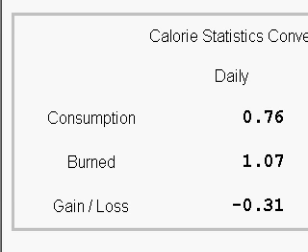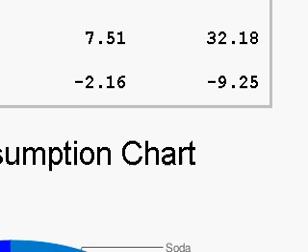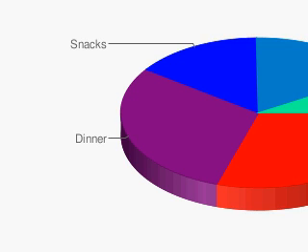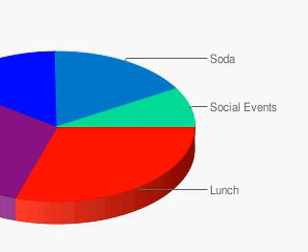And then what it does is it converts it to pounds. Okay, so you can see this guy would probably lose 9.25 pounds per month. Now, the important part of this chart is an actual chart. So what you can see here is, use this chart to spot any trends in a diet.